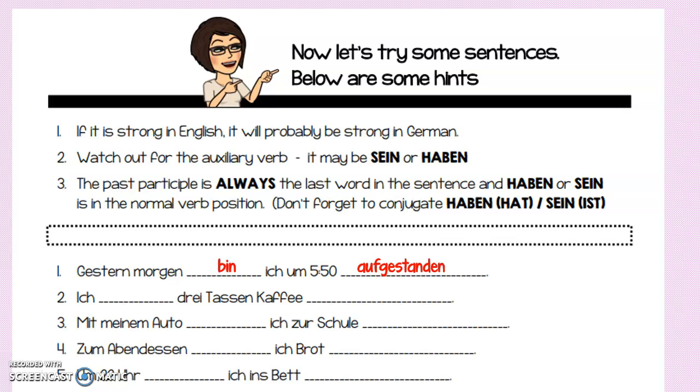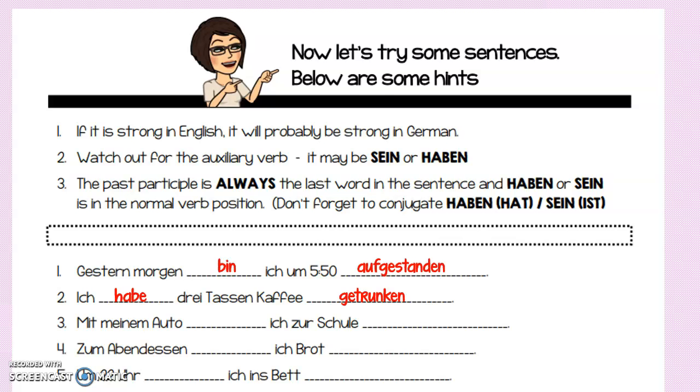Past tense. The next one is: ich blank 3 Tassen Kaffee blank. What do you think I did to 3 cups of coffee? I drank them. So the verb for to drink is trinken, hat getrunken. I take that hat and conjugate it for ich, and I get habe, and then I put my past participle at the end of the sentence. So: ich habe 3 Tassen Kaffee getrunken.